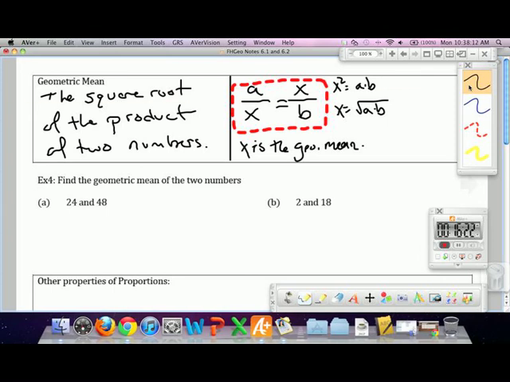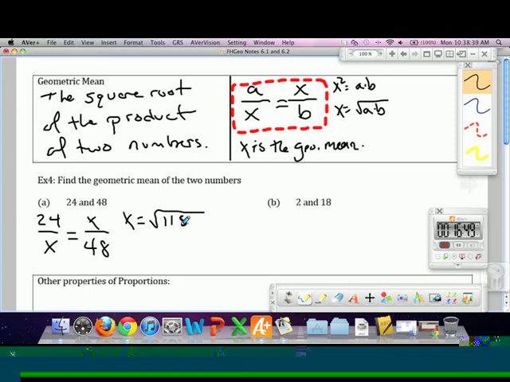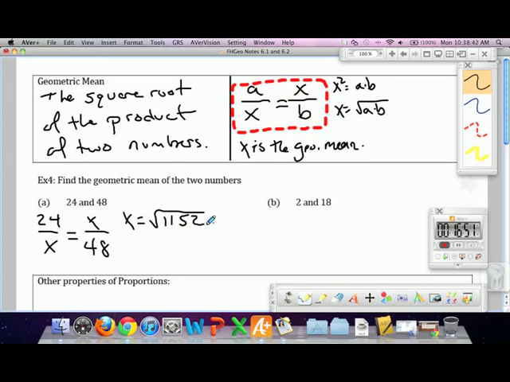So if I ask you to find the geometric mean of two numbers, we could say, how about 24 is to the geometric mean as the geometric mean is to 48. Cross multiply and solve. You get x is the square root of 1152, which is approximately 33.94.